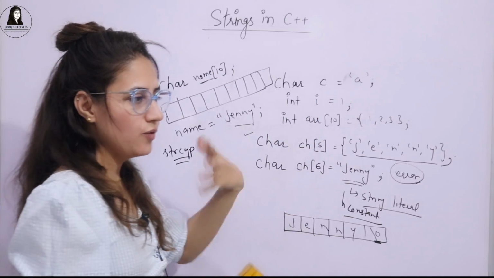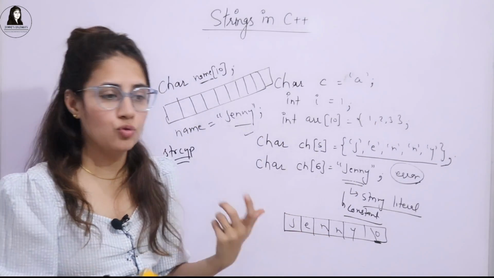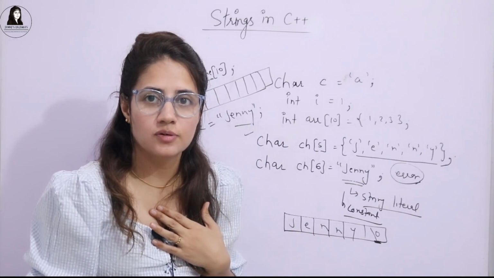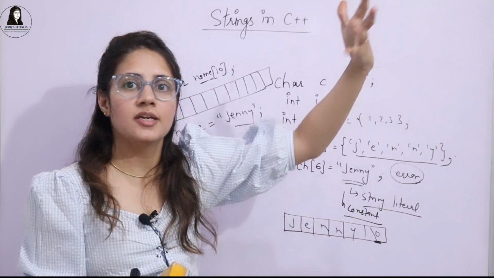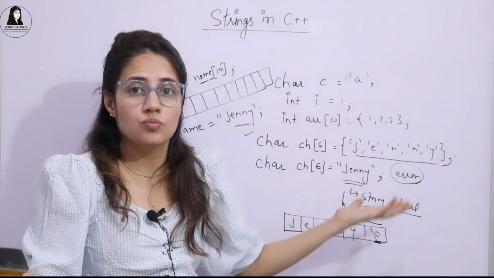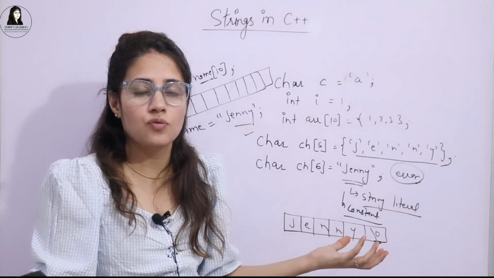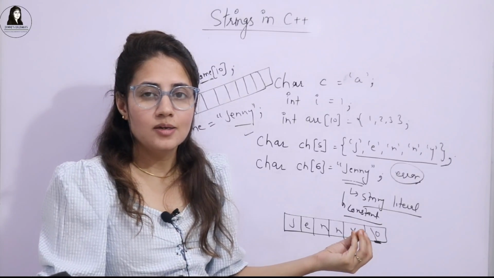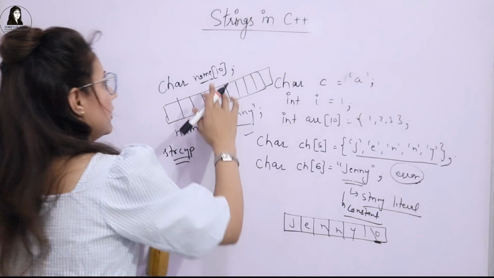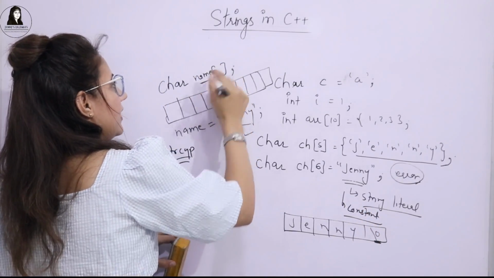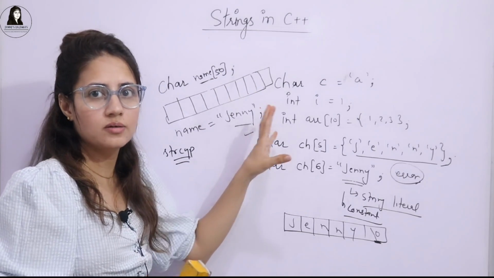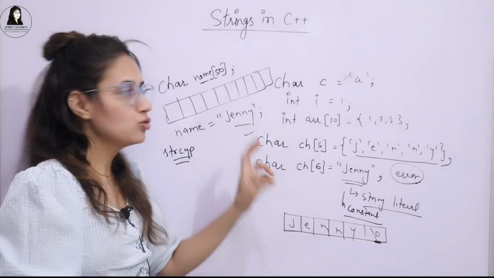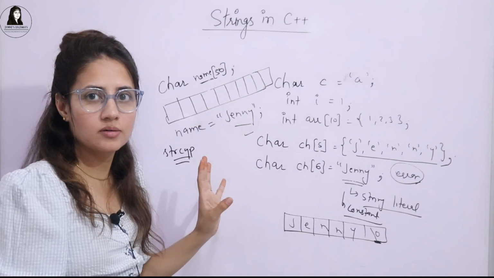So if I want to ask from the user, enter your name, maybe my name contains only 5 characters, someone's name contains 10 characters, someone's name contains 20 characters. So I don't know, there is no fixed size of a name. So one way is to take a maximum size of 50, because a name cannot have more than 50 characters.